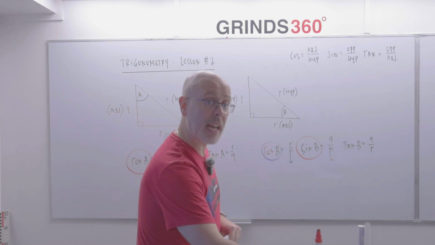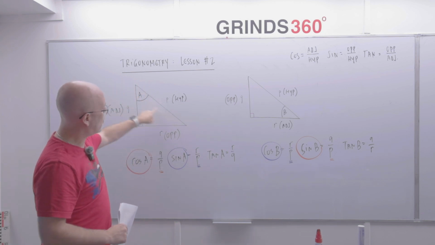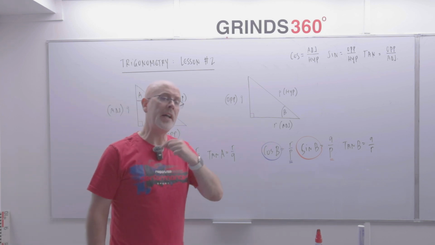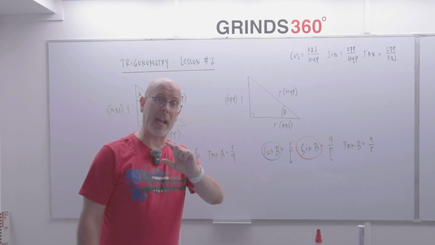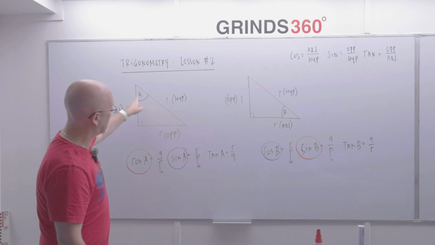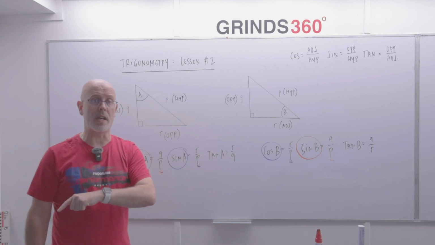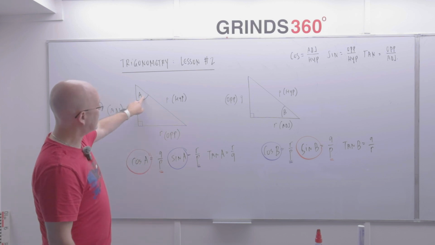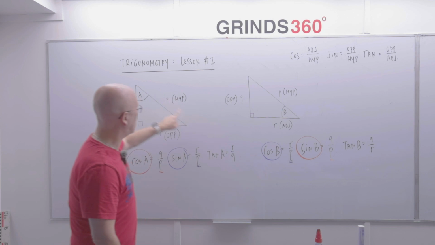So in any right angle triangle, these two angles here, when you ignore the right angle, are both acute angles. They're referred to as complementary angles, because complementary angles are two angles that add up to 90 degrees. If you have two complementary angles like this in a triangle, you can see the sine of one is equal to the cosine of the other. So the sine of this angle is equal to the cosine of that one, and the sine of that angle is equal to the cosine of that one.